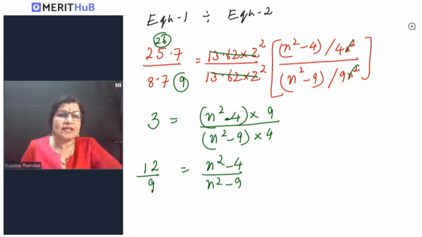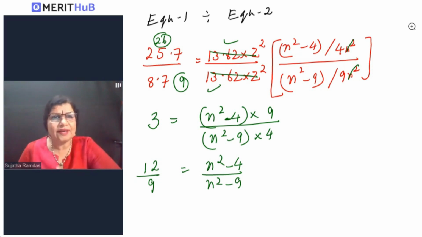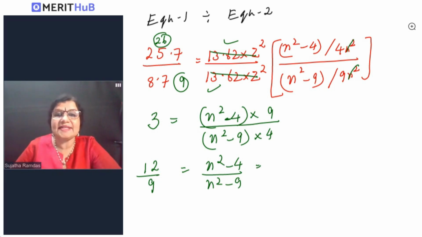We can do all this quickly. When you're equating the two equations, you don't have to write these two factors. You can also immediately divide, round off 25.7 to 26, then this to 9, and you get the value as 3 or 2.9. So all that can be done very quickly. Here I'm just trying to help you understand the steps. Once you understand this, you'll be in a position to skip a few steps and arrive at the final answer faster. So this is equal to 12 by 9, which is approximately 1.3.